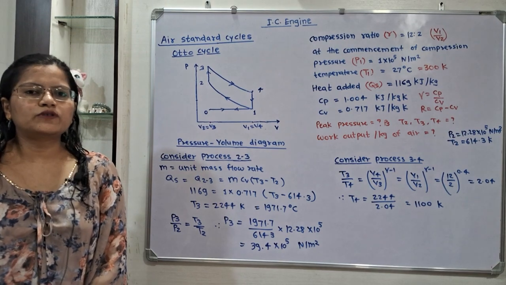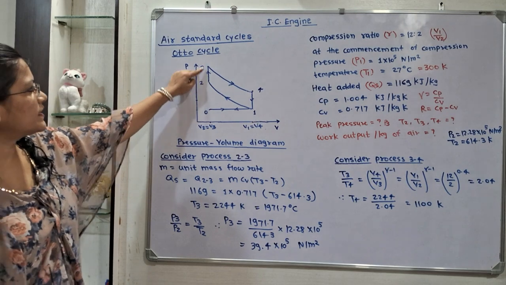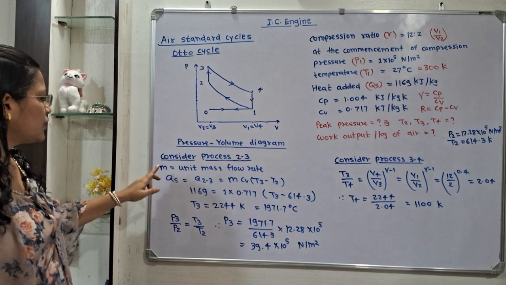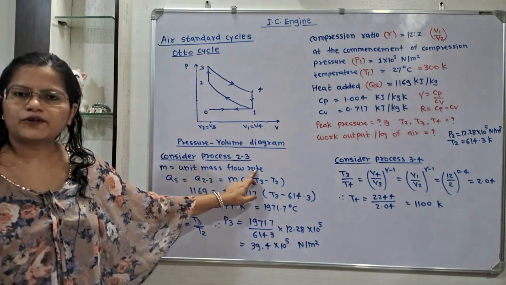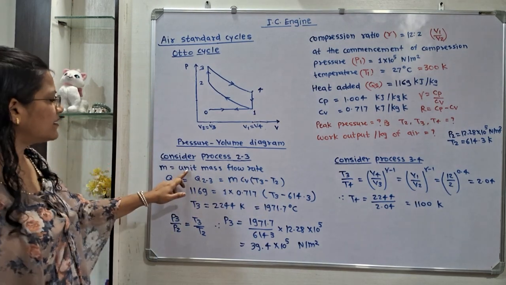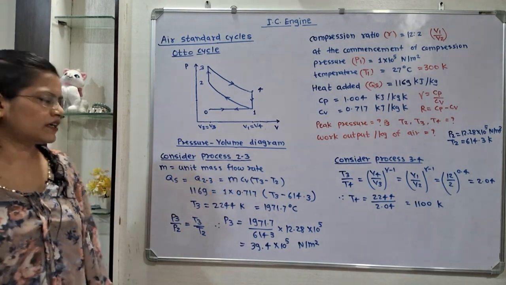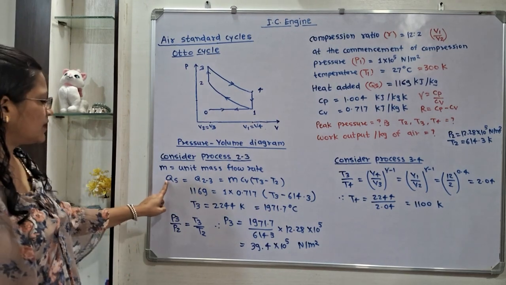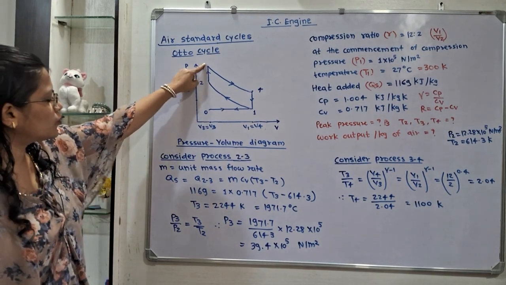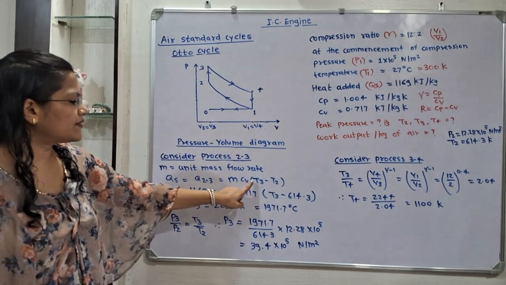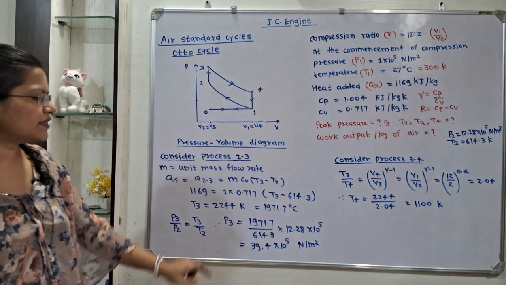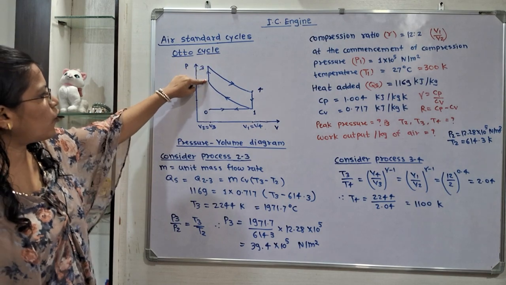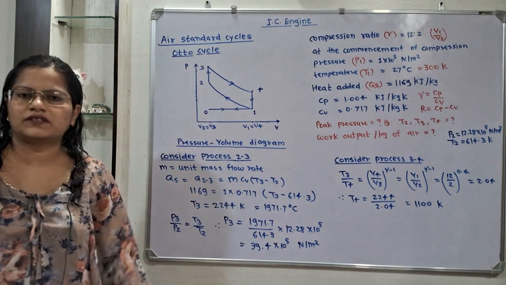Now we will move to the process 2 to 3. So 2 to 3 is the process where heat addition is taking place at constant volume. M is unit mass flow rate. In the question it is mentioned that there is unit mass flow rate of the air. So heat supplied or heat added is mentioned in the question, that is Qs is equal to Q2 to 3 is equal to mCv (T3 minus T2), where Cv is the specific heat at constant volume. So here volume remains constant, so we have to consider Cv.